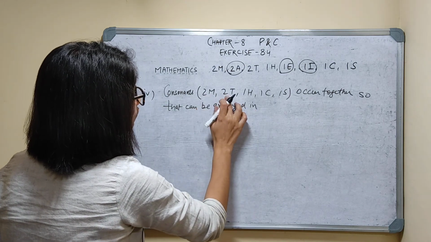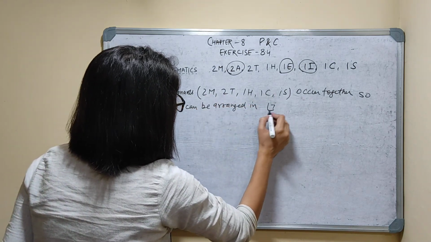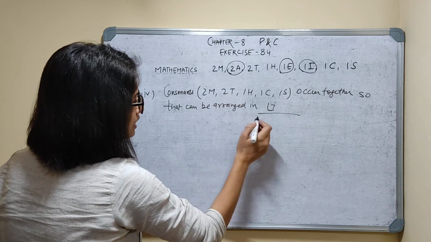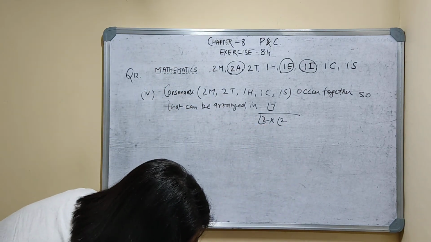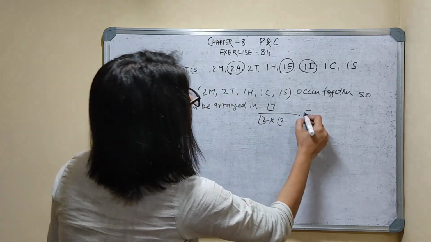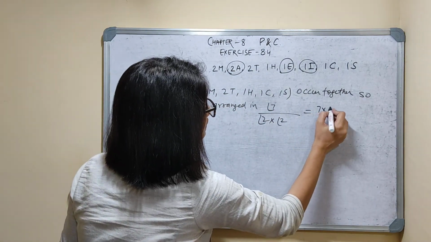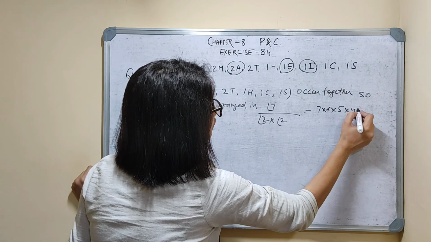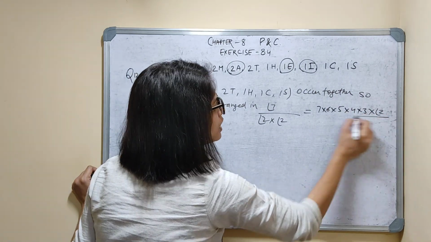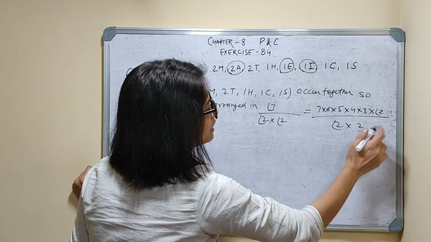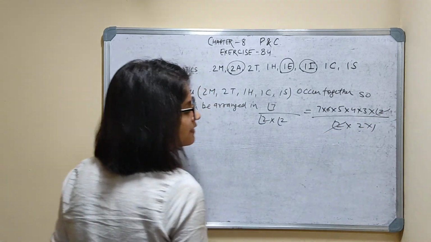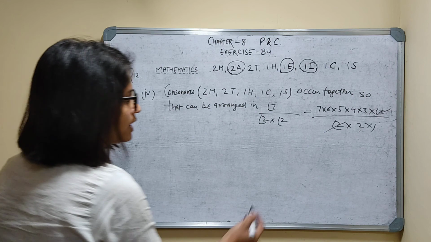How many are there? 2, 2, 4, 5, 6, 7. Factorial 7 upon 2M, 2T, so factorial 2 into factorial 2. Ways you can arrange these consonants: 7 into 6 into 5 into 4 into 3 into factorial 2 only, I will write, upon factorial 2 into factorial 2. This factorial 2 I will write 2 into 1. This gets cancelled. Factorial 2 is 2 into 1 only.